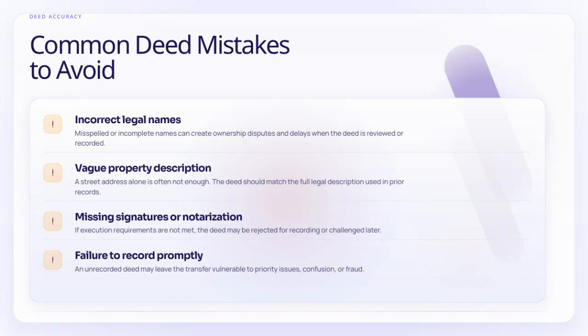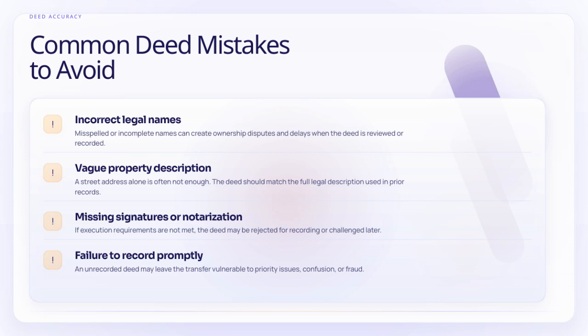When preparing a deed, accuracy is absolutely critical to avoid problems down the line. One common mistake is using incorrect legal names. Misspelled or incomplete names can lead to ownership disputes or delays when the deed is reviewed or recorded, so it's essential to get those exactly right. Another frequent issue is relying solely on a street address as a property description. Addresses can change or be ambiguous, so the deed should include the full legal description that matches prior records to ensure clarity. Missing signatures or notarization is another serious error.